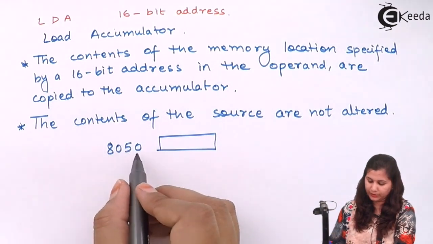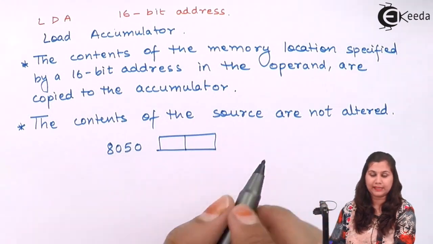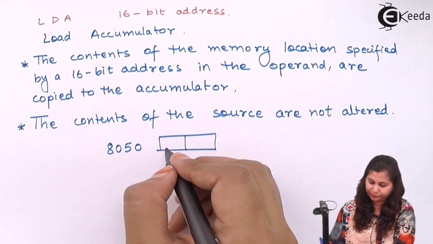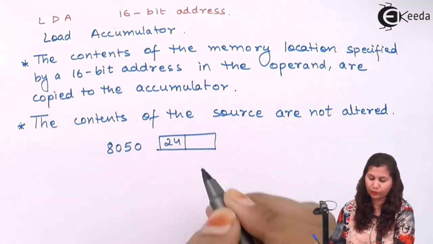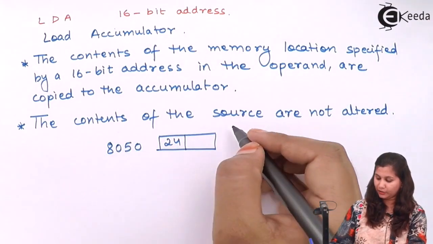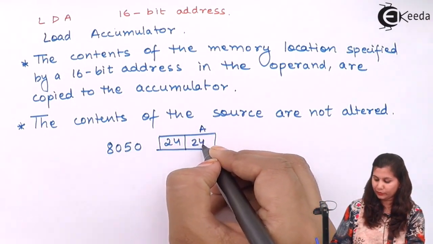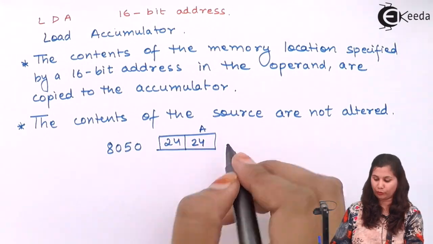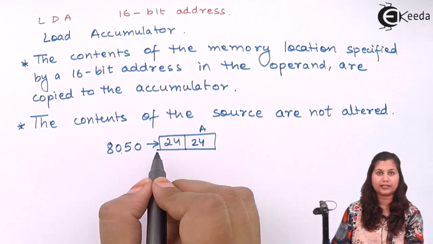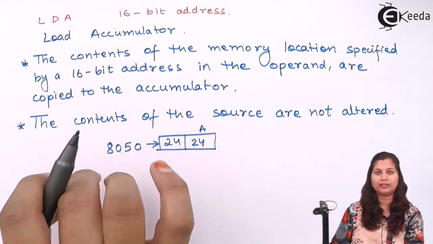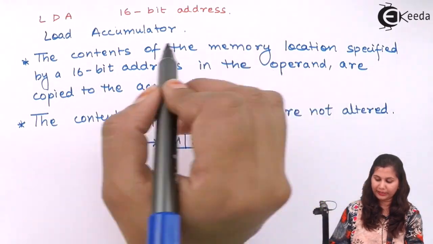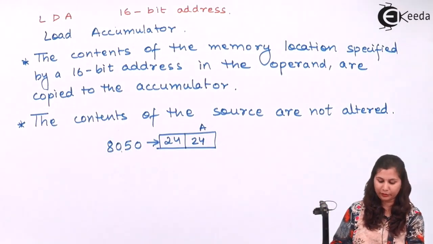8050. And on this memory location, a number is being saved. And this number is 24. So this number will be copied into the accumulator. So here the accumulator is going to get the same number 24, but the contents of this memory location 8050, that is 24, are not changed, it will remain 24. So this instruction is loading the accumulator with the contents of the memory location.